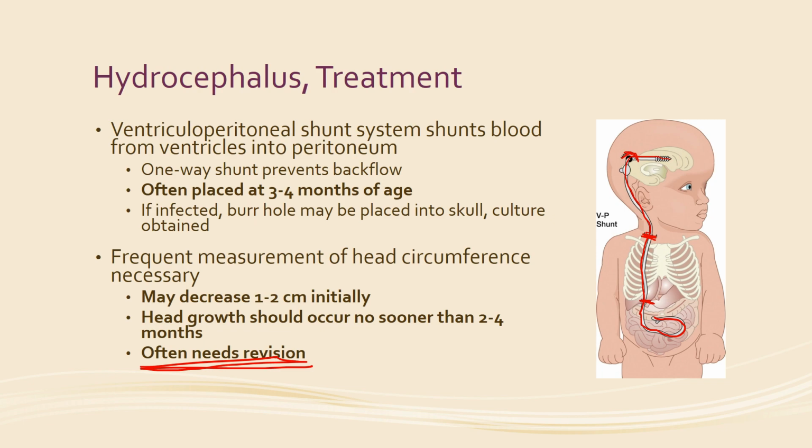So if any child comes into the emergency room with a headache, then they're going to get what's called a shunt series, X-ray shunt series, where they X-ray every part of this pathway to make sure that it's all working like it should be, in the right place that it should be. So often placed at about 3 to 4 months of age. And the moment that you put it in, you may actually see a decrease in head circumference by a couple of centimeters, but then head growth occurs again. If the head growth completely stops, then that's also a problem too, right? Head growth should occur no sooner than 2 to 4 months after.